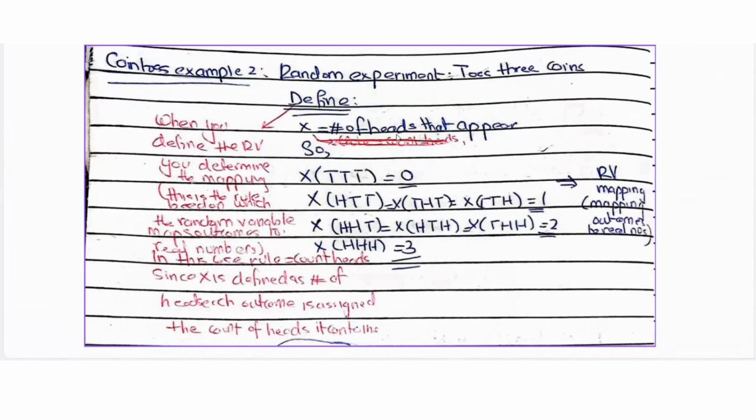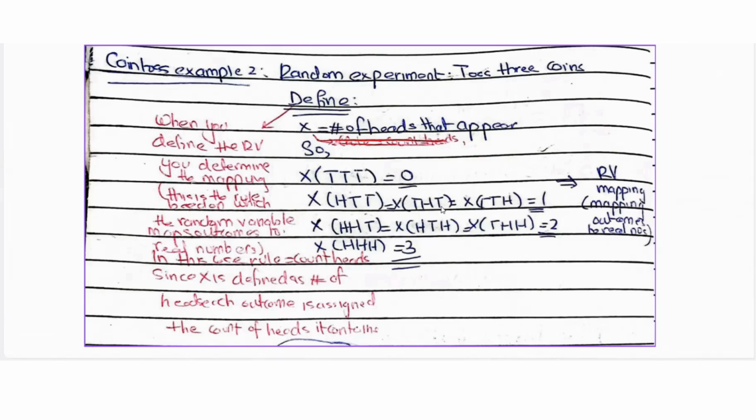So basically what I'm defining is that in this case, the mapping is going to be based upon the number of heads each outcome contains because we defined X as the number of heads. So the random variable X is going to map outcomes to real numbers based upon the number of heads each outcome contains. So since tail, tail contains 0 heads, X is going to map this outcome to the real number 0.